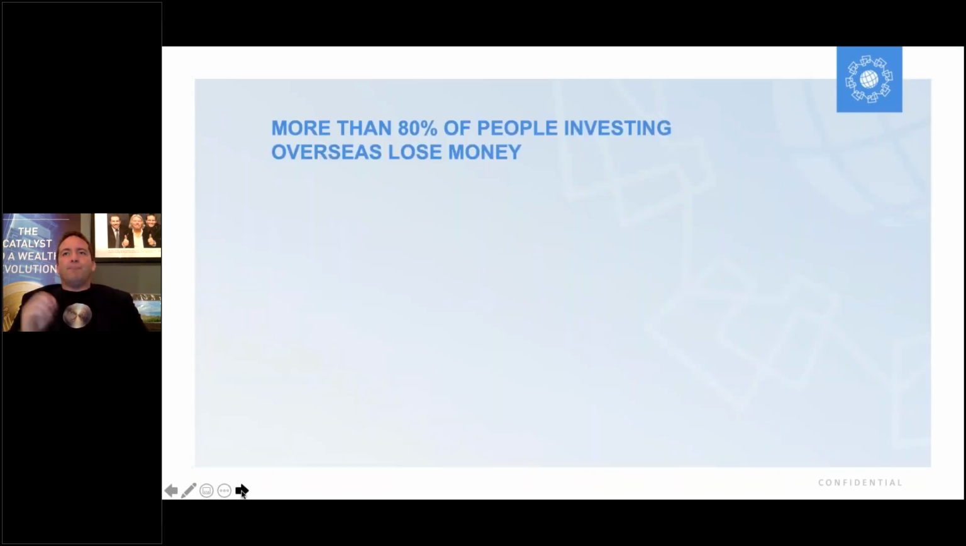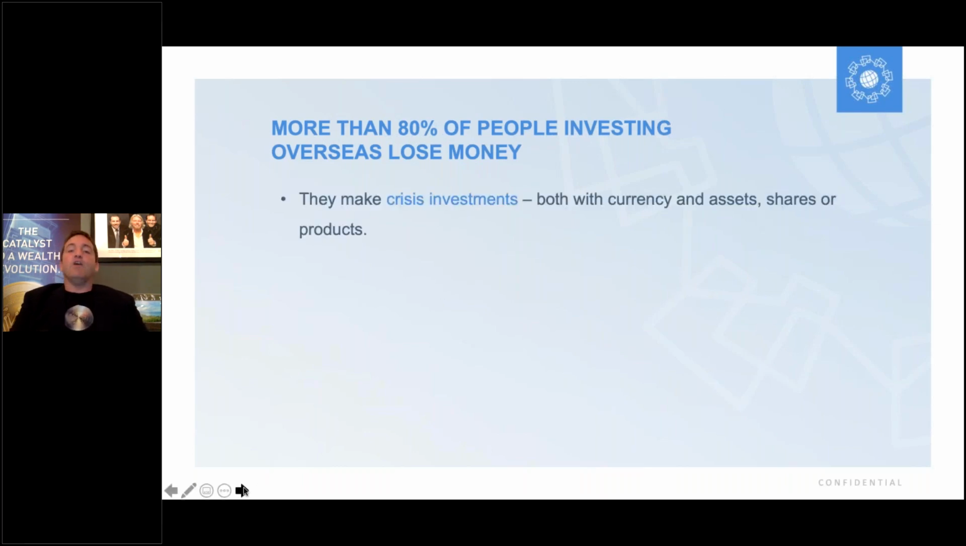Do you realize that when people invest offshore, statistically, more than 80% of people actually lose their money? So most people put their money overseas to protect it, and yet statistically, more than 80% of people that invest overseas lose their money, which I find absolutely fascinating. Why do they do that? Firstly, they make crisis investments.